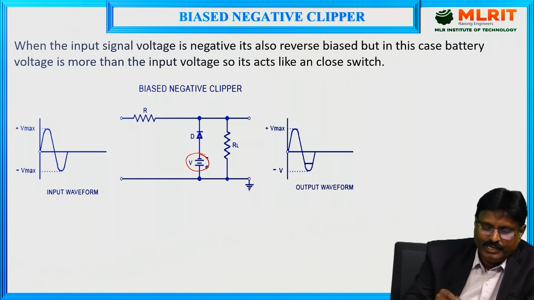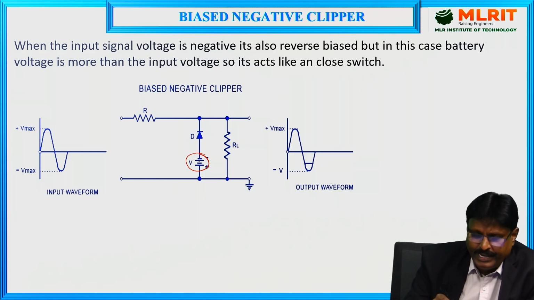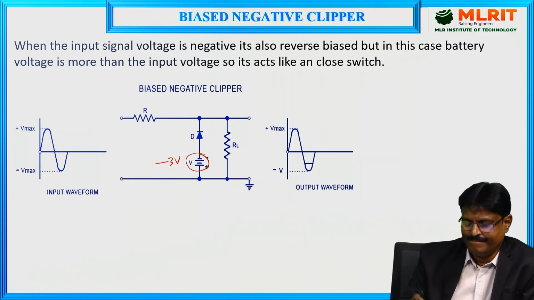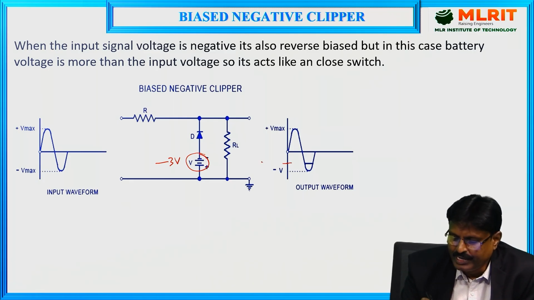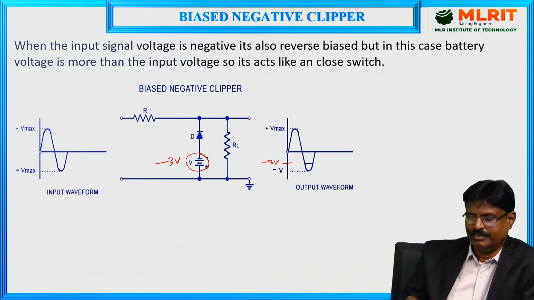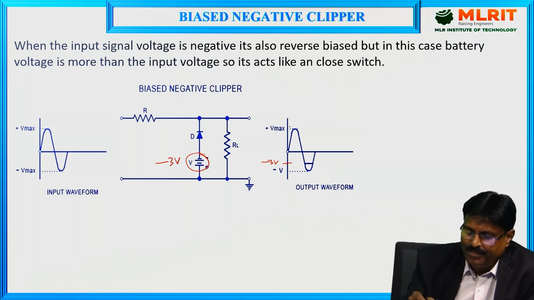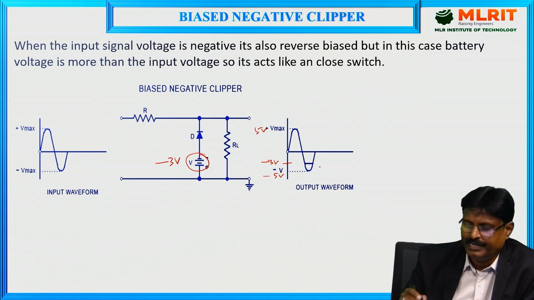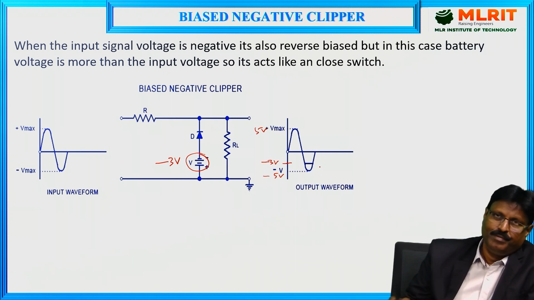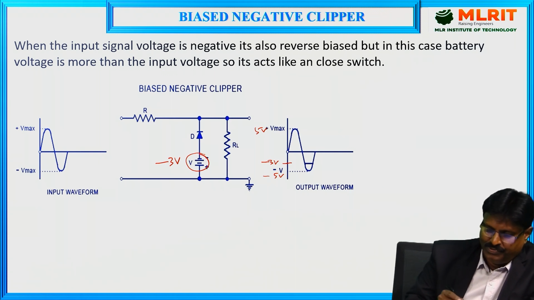If you go for the operation here, I am keeping a negative battery here. Let it be once again minus 3 volts. So here I am writing minus 3 volts, and Vmax, let it be 5 volts positive value, and this is minus 5 volts. Negative peak minus 5, positive peak plus 5. Next, first let us see the operation here.